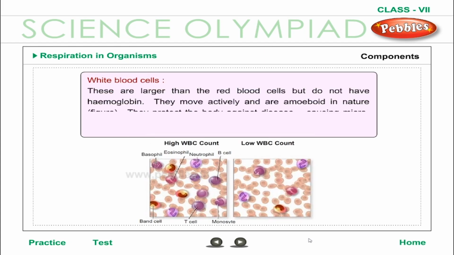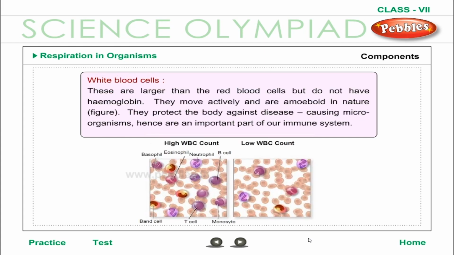White blood cells. These are larger than the red blood cells but do not have hemoglobin. They move actively and are amoeboid in nature as shown. They protect the body against disease-causing microorganisms, hence are an important part of our immune system.